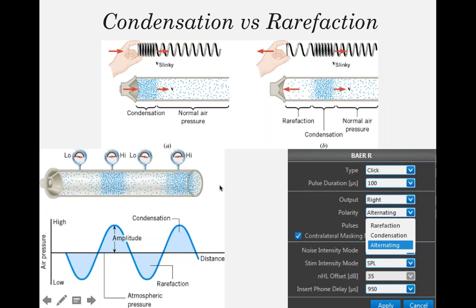Now the other type of stimulation parameter is the polarity of the click stimulus. And so we can choose here between rarefaction and condensation, or alternating, which is rarefaction followed by condensation followed by rarefaction. And basically the difference between rarefaction and condensation is the pressure of the sound wave.